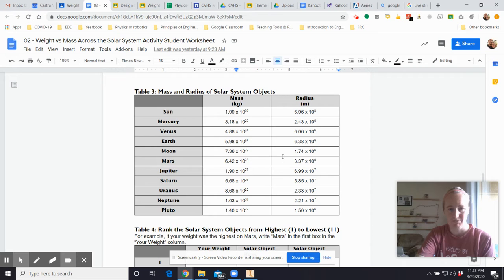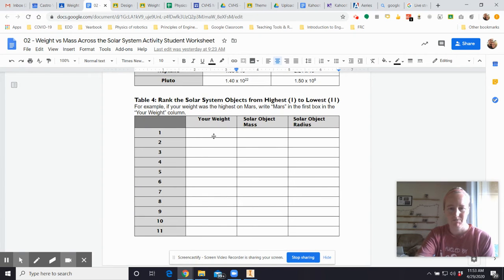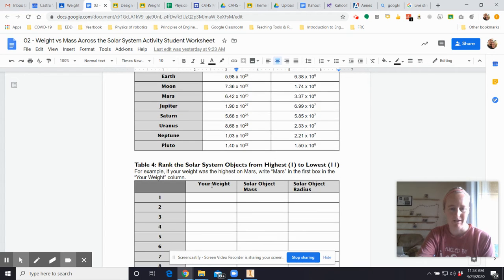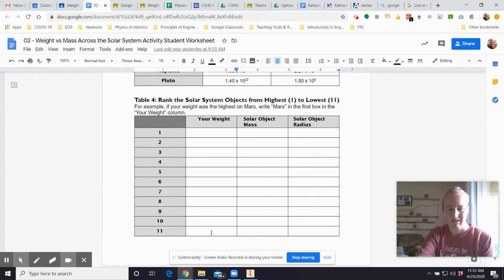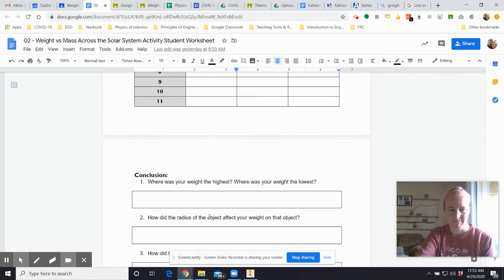this just shows you the different objects in the solar system, their own mass, and then their own radius. So what you're going to do is you're going to rank the objects from highest to lowest by your weight. So whichever one was the highest weight, you're going to put that as number 1, and then you're going to put the one with the lowest weight as number 11.